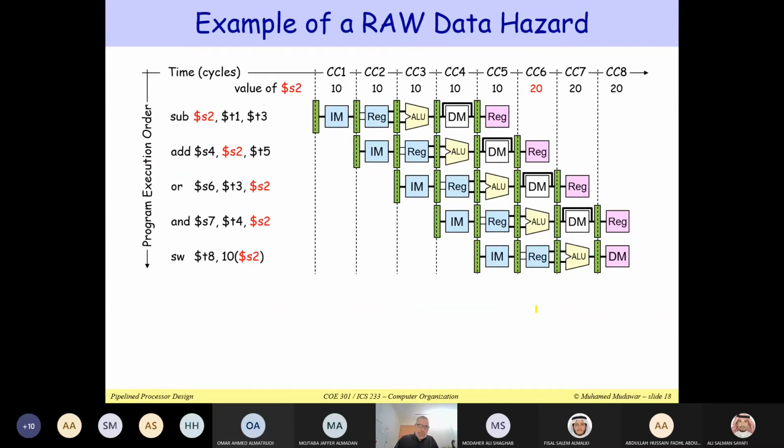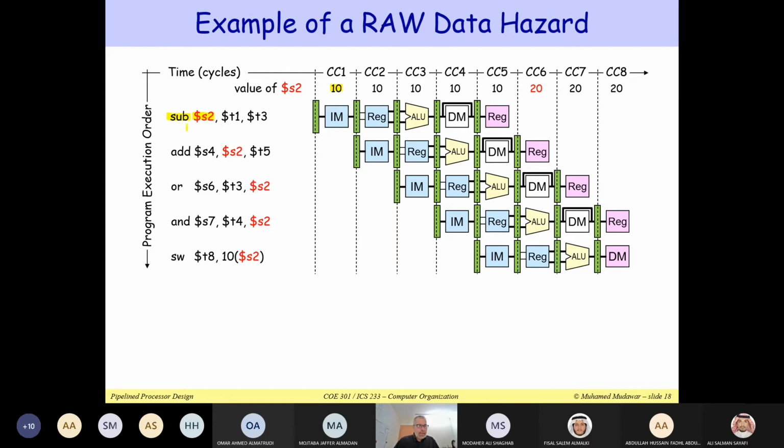So here is the problem. That's an example. Now here I'm showing S2. Notice that the first instruction is going to compute S2. It's a subtract instruction, and it's going to write its result in S2. So suppose that initially the value of S2 is 10.